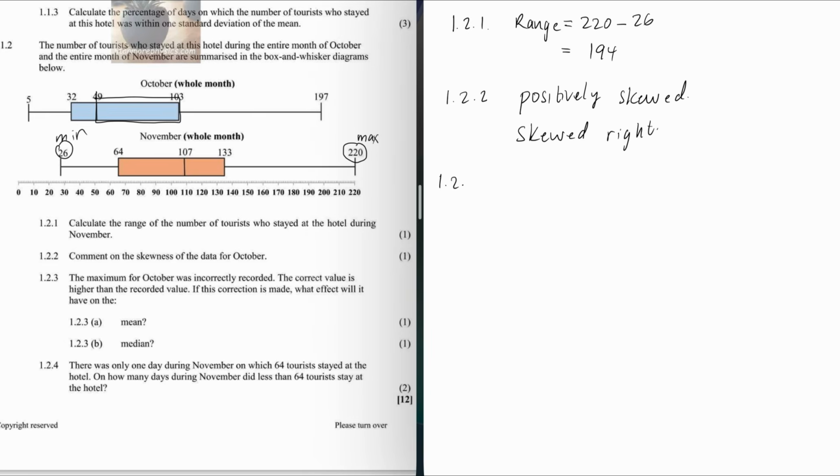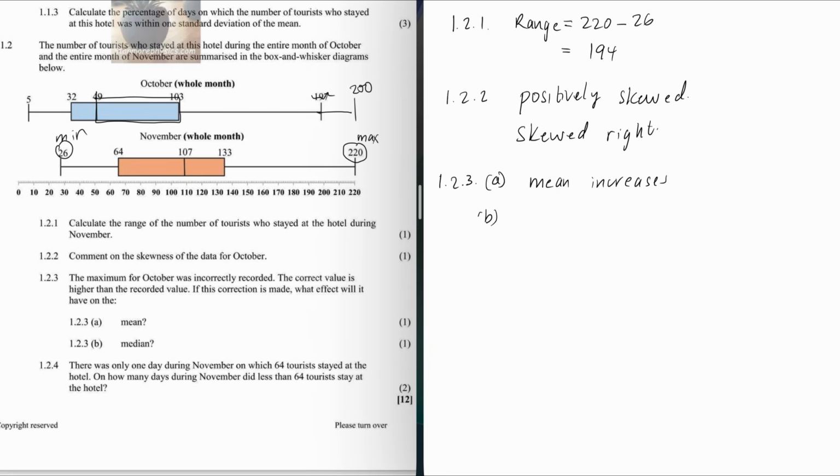Question 1.2.3. The maximum for October was incorrectly calculated or recorded. The correct value is higher than the recorded value. So that's wrong. Maybe it's 200. If this correction is made, what effect will this have on the mean? So remember, when you calculate the mean, you take all of the values and you add them up and you divide. So if you are adding a larger number, then the mean will change, right? The mean will increase.